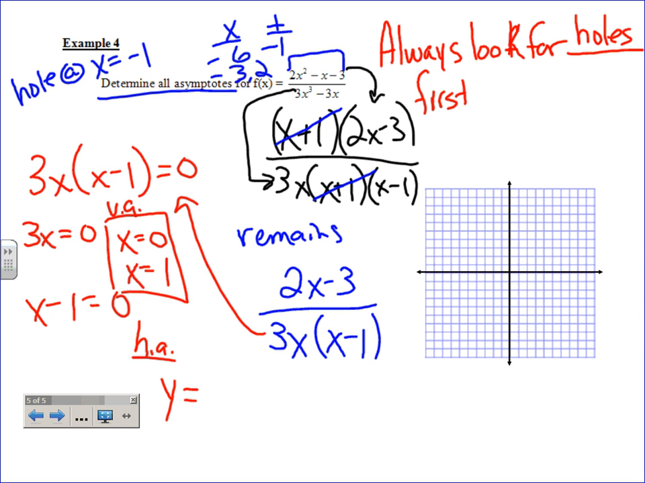I will be honest, I am trying to trick you. I want you to say 2/3. Because what's the degree of the numerator? It's 1. What's technically the degree of the denominator? If you multiply it out, it's squared, isn't it? So it's the automatic, bottom's bigger, automatic answer 0. I saw a lot of you saying that too.